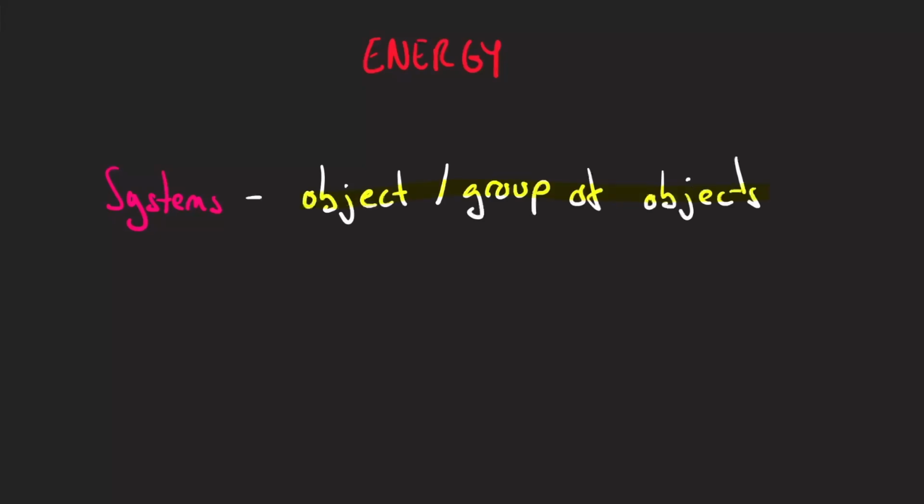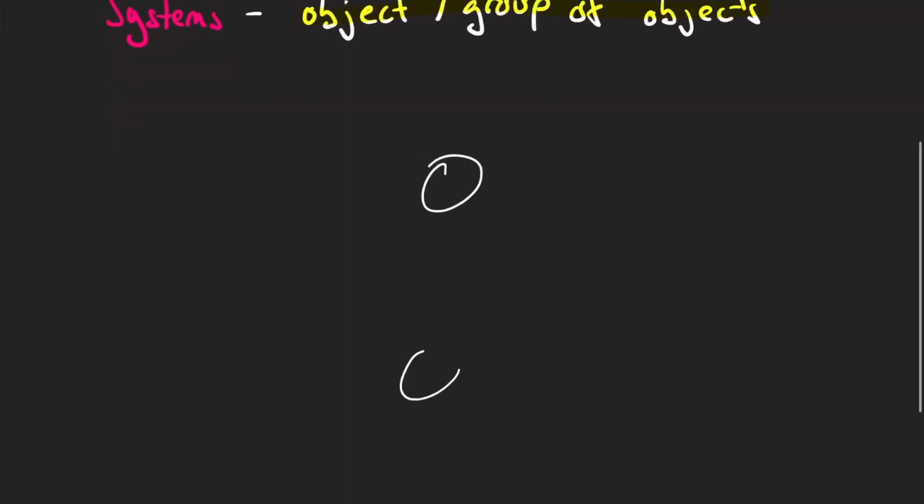It's an object or group of objects. So that's a nice highlight. So it can be anything. So if you were to take a ball, this would be a system. If you were to take that ball and put it in a box, this will still be a system. Okay, so these are both examples of systems. And that's how we understand energy.